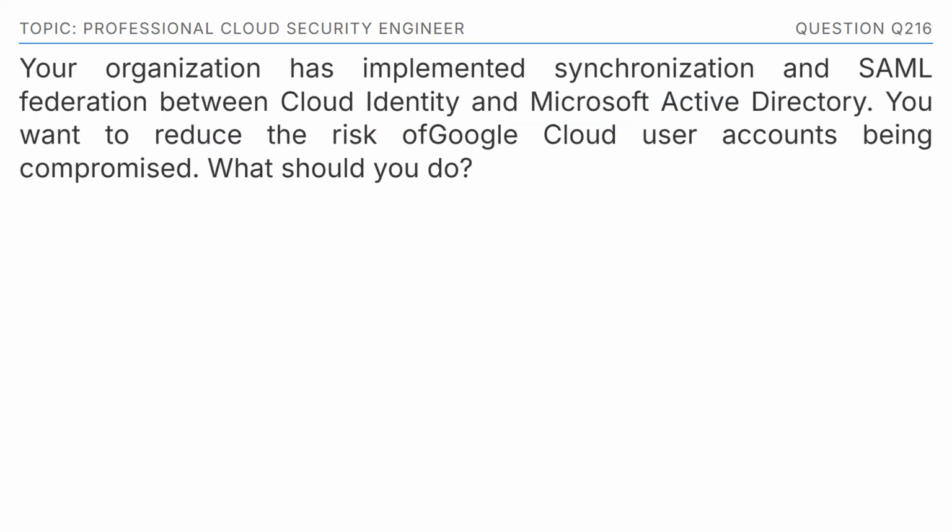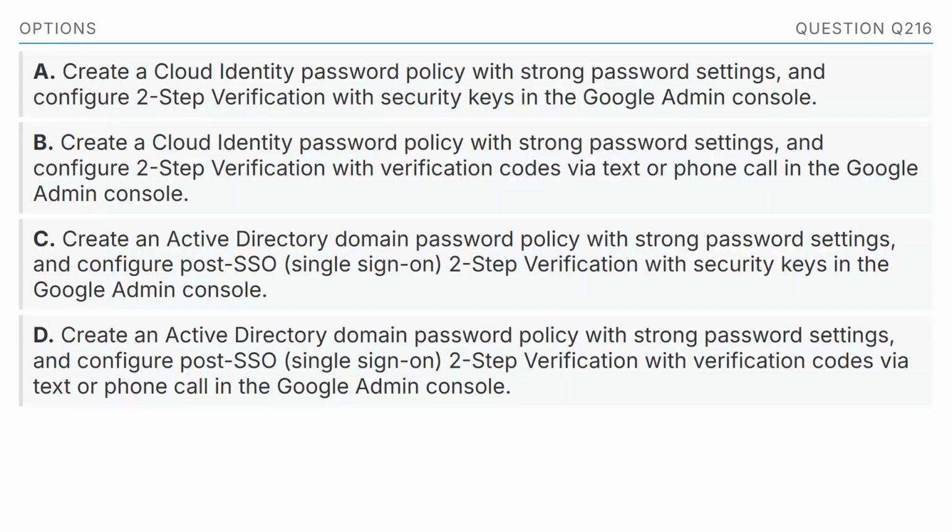Your organization has implemented synchronization and SAML federation between Cloud Identity and Microsoft Active Directory. You want to reduce the risk of Google Cloud user accounts being compromised. What should you do? The options are: Option A, create a Cloud Identity password policy with strong password settings, and configure two-step verification with security keys in the Google Admin Console. Option B, create a Cloud Identity password policy with strong password settings, and configure two-step verification with verification codes via text or phone call in the Google Admin Console.